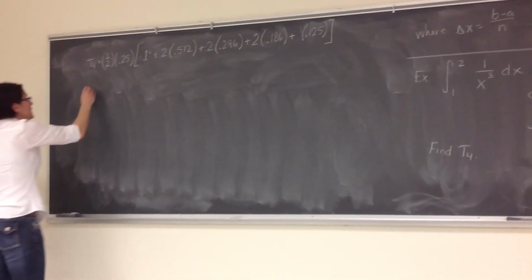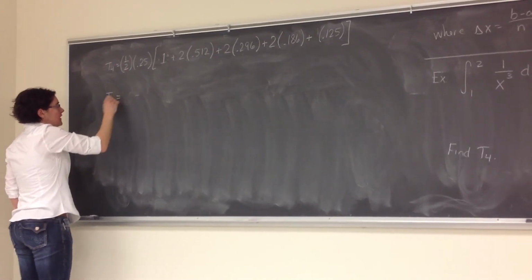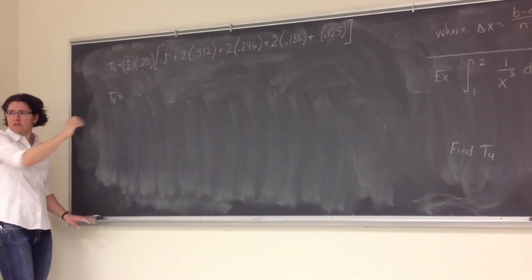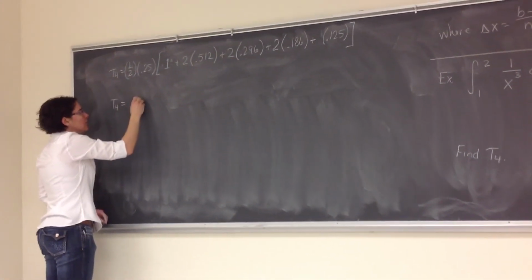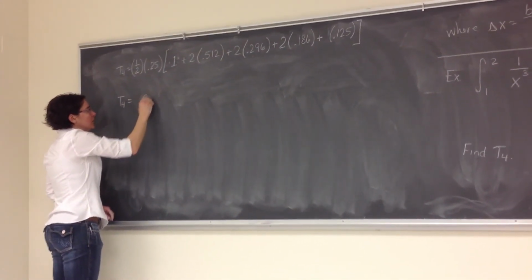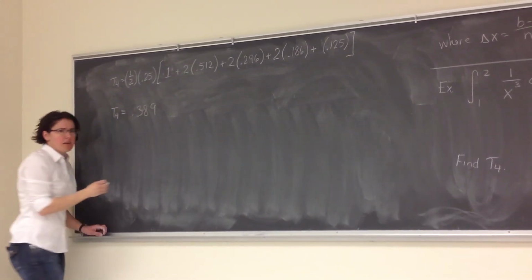All right, so this is our T4 value. Has anybody gone ahead and crunched all this out? Yeah, it's 0.4047. 0.389, that's what I got, 0.389. Okay, I see a couple of people saying 0.389.